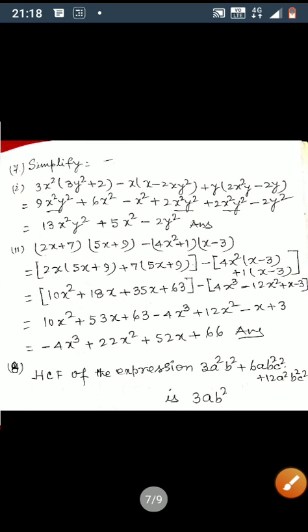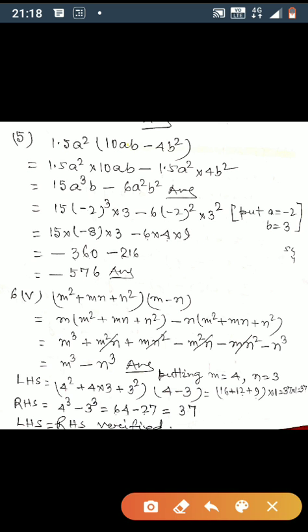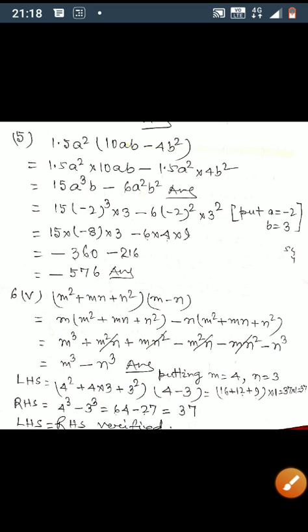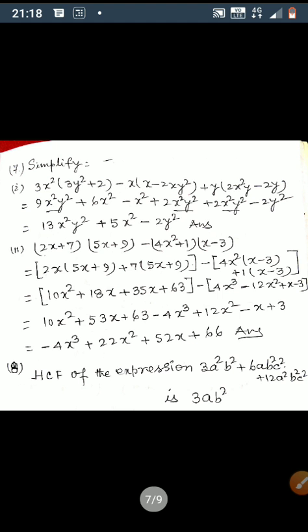RHS equals m cube minus n cube. In place of m write 4 and in place of n write 3. So it can be written as 4 cube minus 3 cube. 4 cube equals 64 and 3 cube equals 27. 64 minus 27 equals 37. Therefore LHS equals RHS, verified.